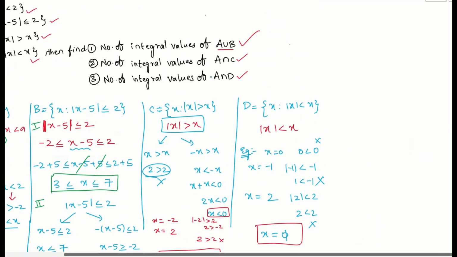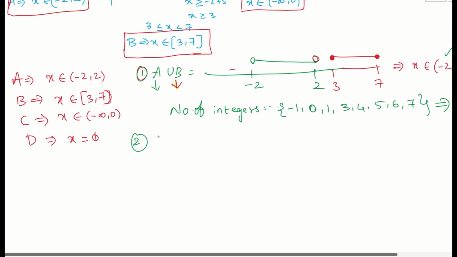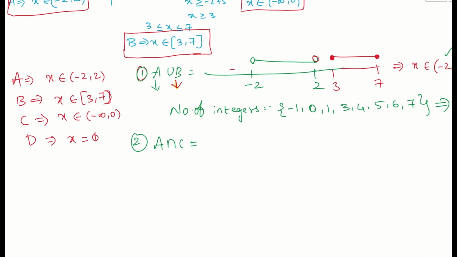What is the second question here? We need to find A intersection C. So let me take A intersection with C. For this also, take a number line. I'll draw the A set in blue. A is minus 2 to 2, where 2 and negative 2 are not included. And the C set I'll take in red, which is negative infinity to 0. Negative infinity will be somewhere here and 0 somewhere here, both not included.